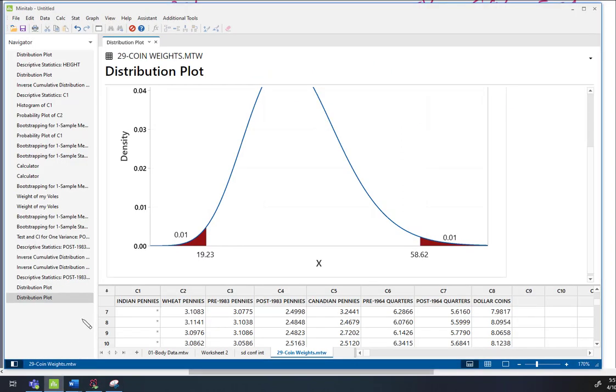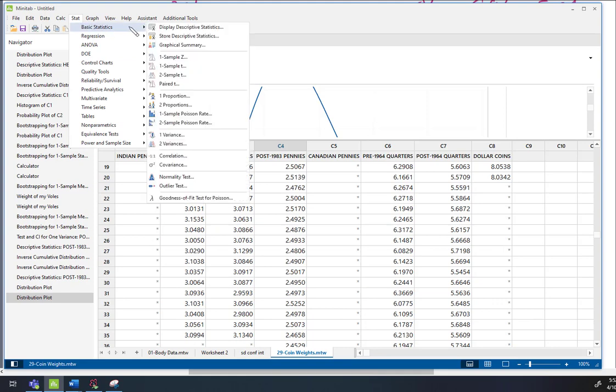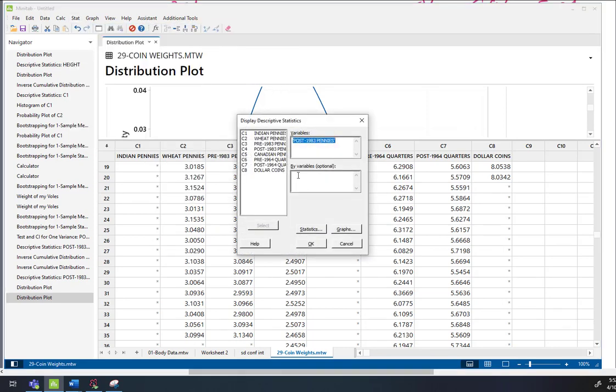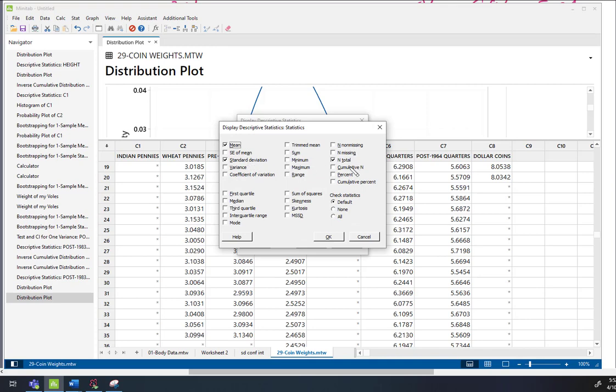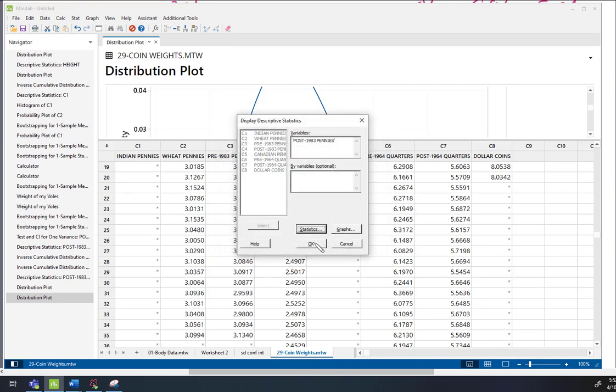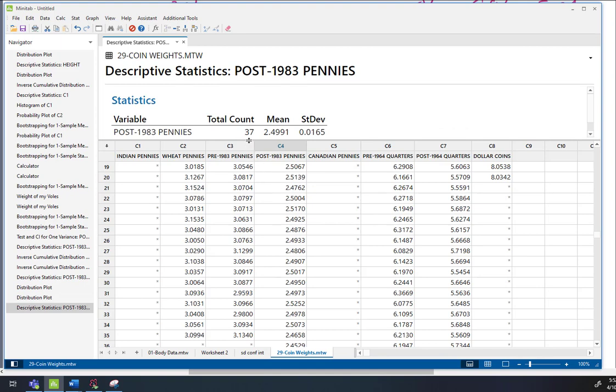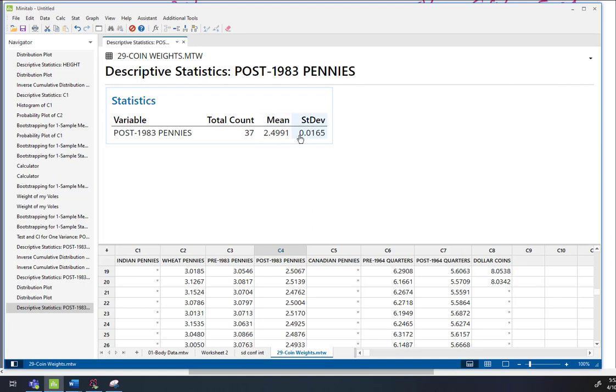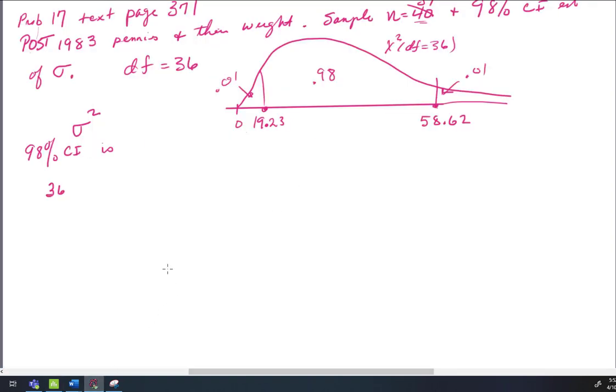So real quick, we've got to figure out s squared. So let's do Stat, Basic Statistics, Descriptive Statistics. Got the right data set. The statistics we want are mean, standard deviation, n total. I think that looks okay. We'll say okay again. And Minitab says 37 pieces of data, with a mean of 2.4991. We don't need that. But a standard deviation of 0.0165. And we do need that. That's the standard deviation. You know, we could have had Minitab give us the variance also, but we're okay.